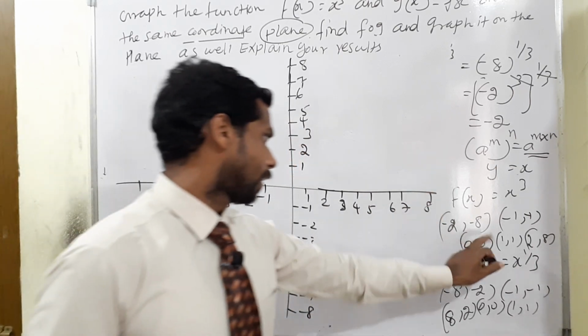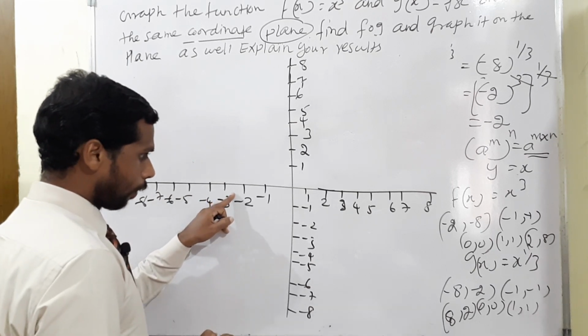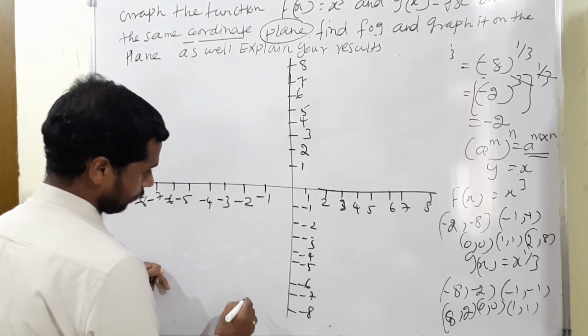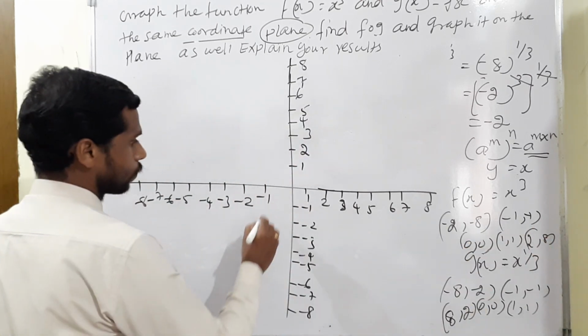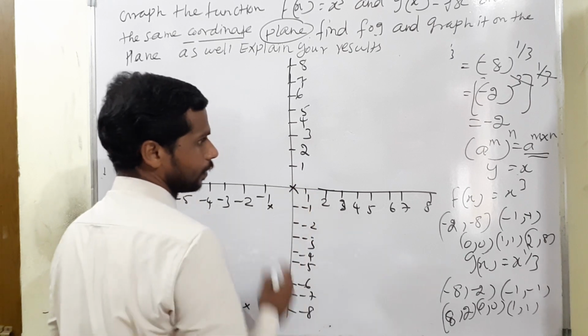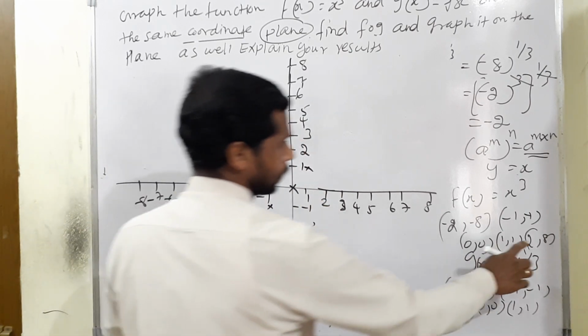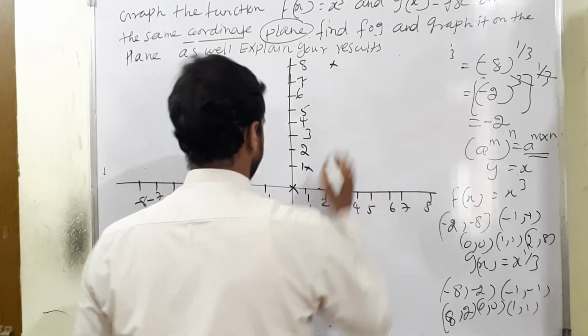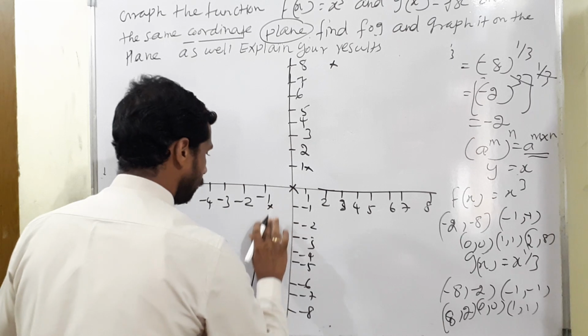The condition (-2, -8), first one. (-2, -8) there. Next case (-1, -1) here. Then the origin point. Next condition (1, 1) here. Last case (2, 8). The graph will move on.